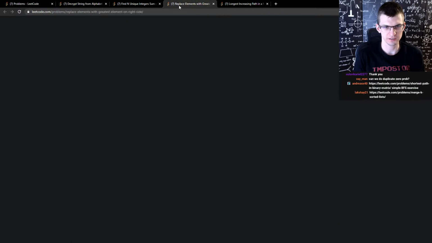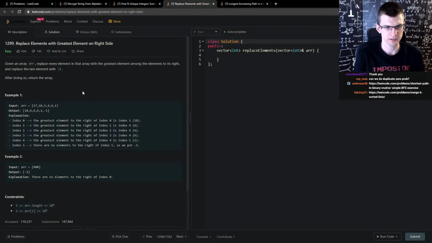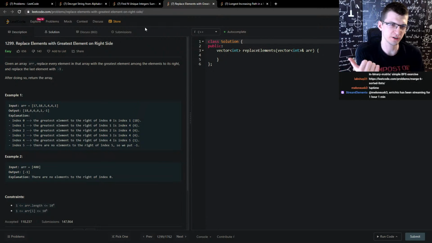Greatest element at right side. This almost sounds like monotonic stack. Like for every element, if you need to find next greater element on the, let's say, right, you do that with monotonic stack. Replace every element in that array with the greatest element among the elements to its right, and replace the last element with -1.